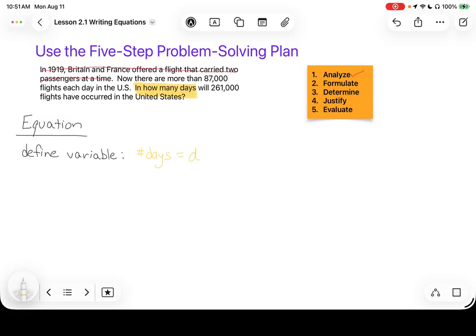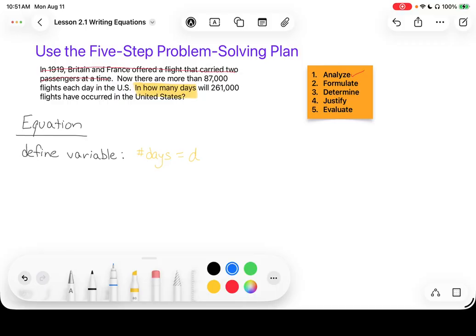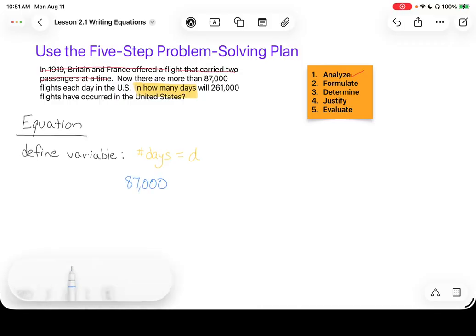So let's go ahead and write our equation. It says there are 87,000 flights each day. So if I wanted to figure out the total number of flights over a period of days, I would just take 87,000 and multiply by the number of days. That would tell me how many flights happen for a certain number of days. In other words, if I wanted one day, I'd do 87,000 times one. 87,000 times two would tell me how many flights there were in 2 days, and so on. And what I want to know is how long it is going to take in days to get to 261,000 flights. In other words, how many days do I multiply by for this to equal 261,000? That's what I need to know. There's my equation. Done.